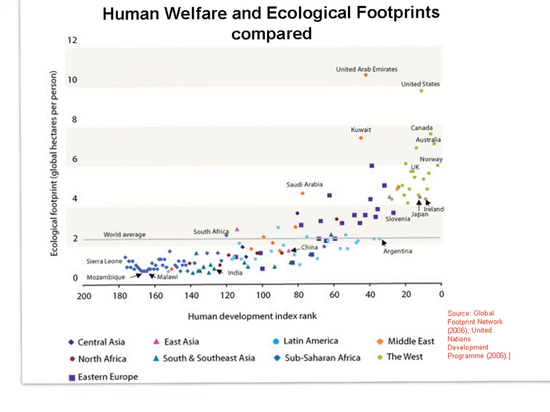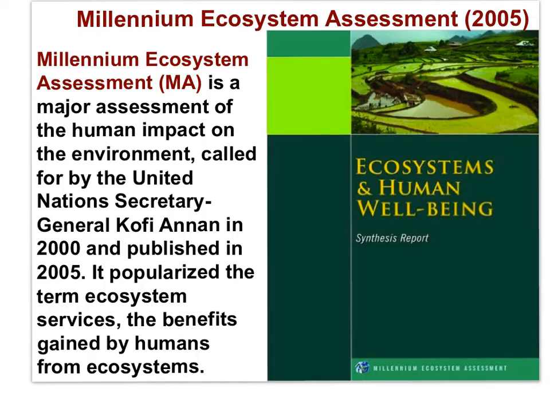And that brings us to the Millennium Ecosystem Assessment. The Millennium Ecosystem Assessment is a major assessment of the human impact on the environment, called for by the United Nations Secretary General Kofi Annan in the year 2000 and published in 2005. It popularized the term ecosystem services, the benefits gained by humans from ecosystems that are intact, not degraded.